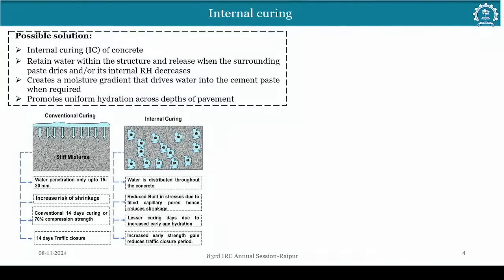So let's see the comparison of the conventional concrete with the conventional curing method and with the internal curing method. In the conventional curing, we can see that the pavement is constructed with a very low to low water cement ratio so that the strength gain is more. But these structures are very dense. So the conventional curing may not be able to penetrate throughout the depth. So this will increase the risk of shrinkage. Also, there might be chances of curling and warping stresses that will develop in the pavement. Also, as per the IRC code, we need a minimum of 14 days of curing, or at least 70% of compressive strength. So this 14 days traffic closure is required.